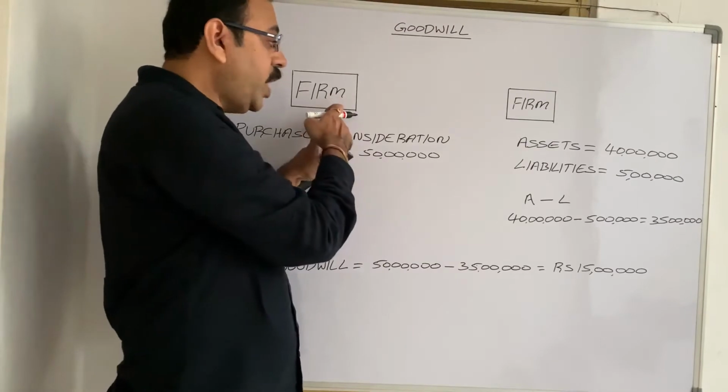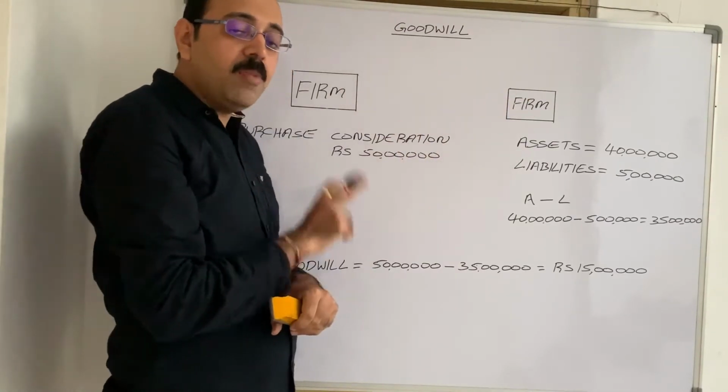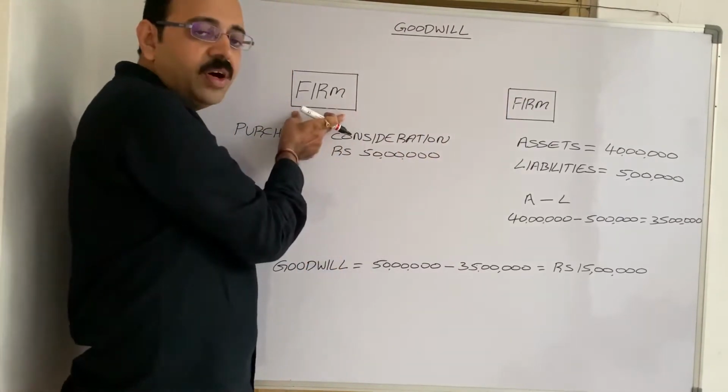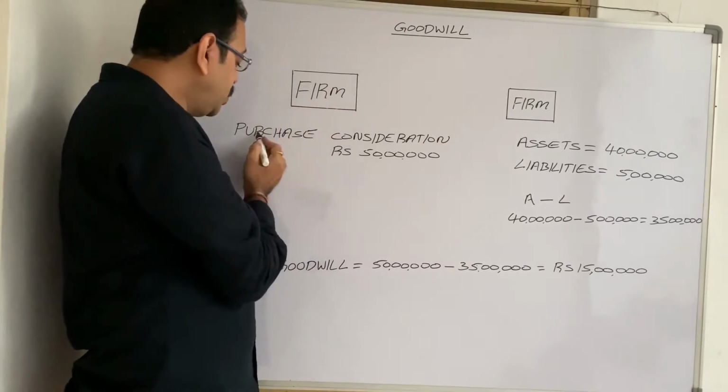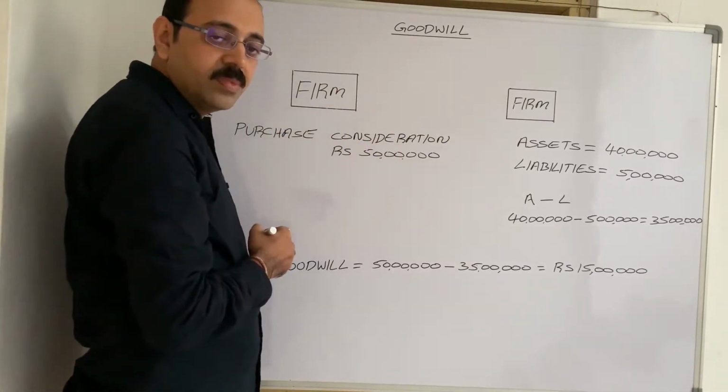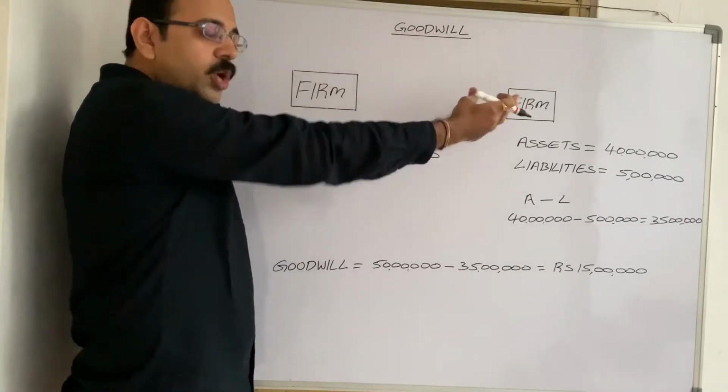So we have to pay some amount to them. The amount which is paid by the purchasing firm is known as purchase consideration. Actually speaking, how much do we have to pay to them?